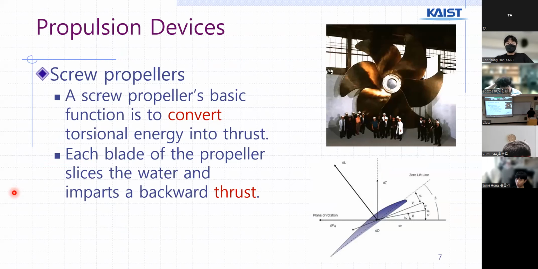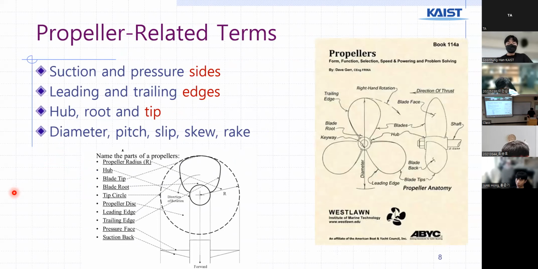And this is one of the propulsion devices called screw propellers. And this is the basic function. As you might already be familiar with, this converts torsional energy into thrust. And these are the terminologies related to propellers. There are suction and pressure sides, leading and trailing edges, like here, and then top, root, and tip. And also there are diameter, pitch, slip, skew, and rake.